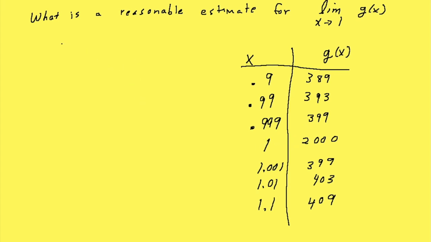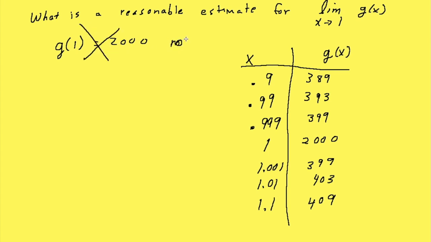So if you evaluated this function, you said, what's g of 1? What is the function value at x equals 1? The correct answer would be 2,000. However, this is not the limit.